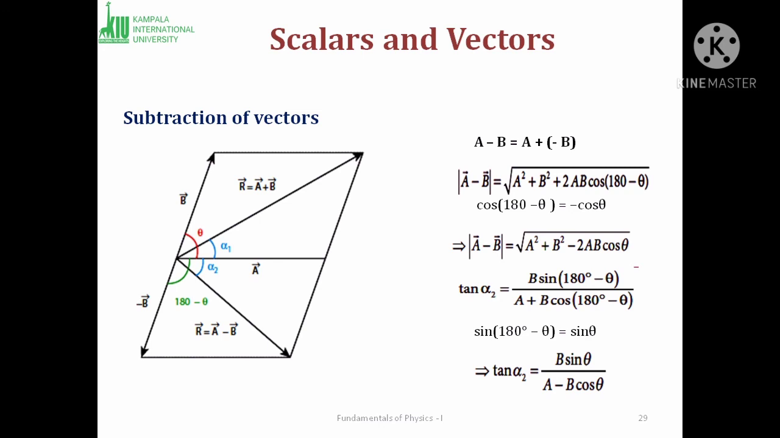We know that cos 180 degrees minus theta is minus cos theta. So you substitute this here, you will get square root of A square plus B square minus 2AB cos theta. And to find the direction, we use the same equation. Tan alpha is equal to B sin, instead of theta we use 180 degrees minus theta, divided by A plus B cos 180 degrees minus theta, and sin 180 degrees minus theta is equal to sin theta. You substitute this, you will get tan alpha, that is B sin theta divided by A minus B cos theta, right?